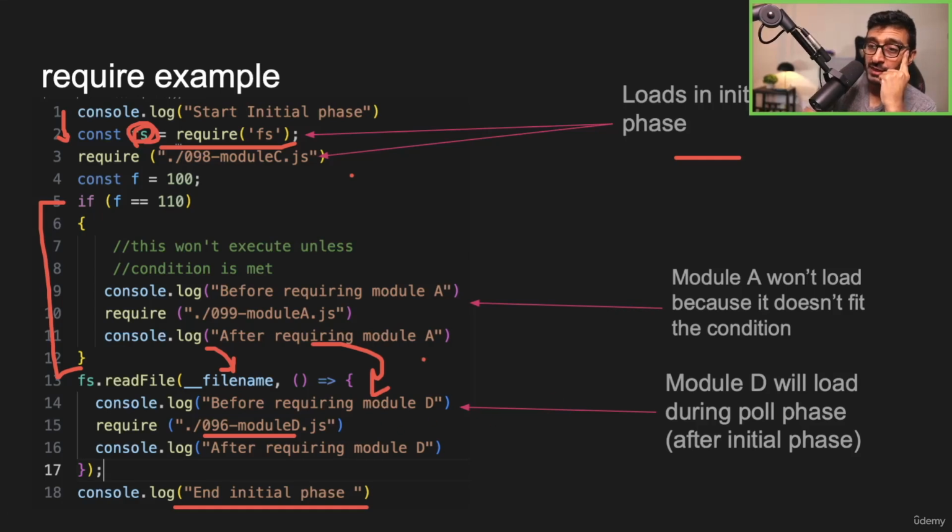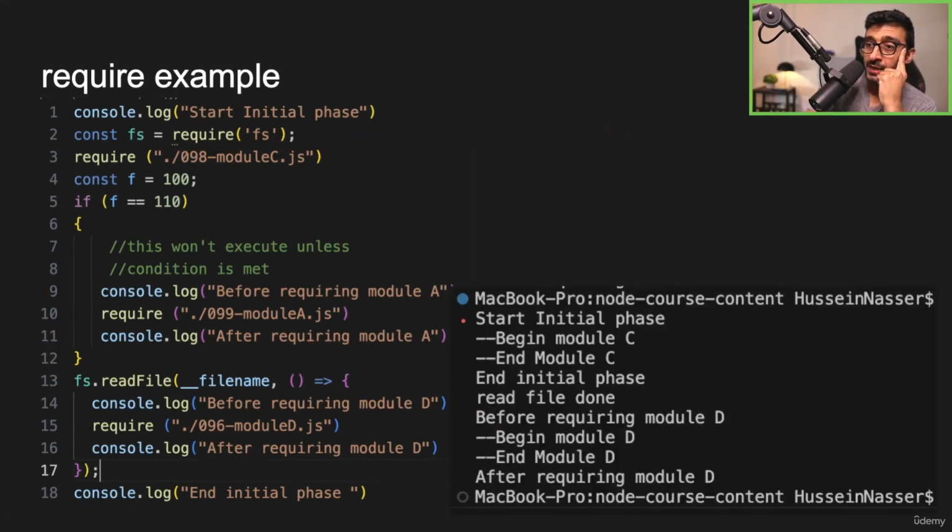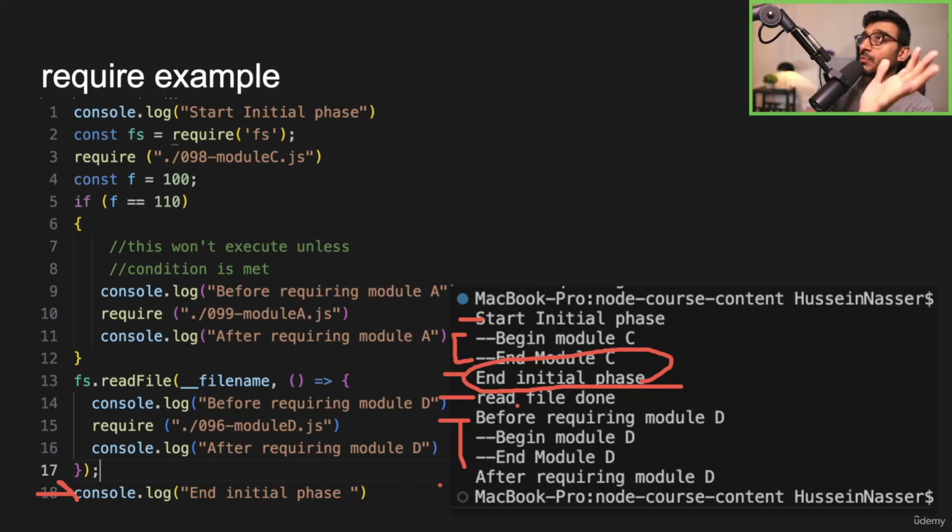Of course, the output will look something like that, right? A start initial phase, very clear synchronous code. I like synchronicity in certain situations because it's predictable. You read the file, and then after reading the file, we load D. And if you notice, the initial phase has ended a long time ago, because reading a file is always at the poll phase. You're going to see, I'm always going to reference the poll phase, the check phase, all these phases as I'm talking about this stuff.